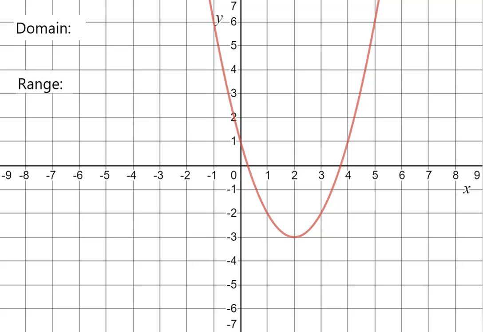Let's take a look at problem 3a. I want to begin by looking at the domain and the range of the function, and then we'll move on to identifying the equation in standard form. So let's get some definitions.